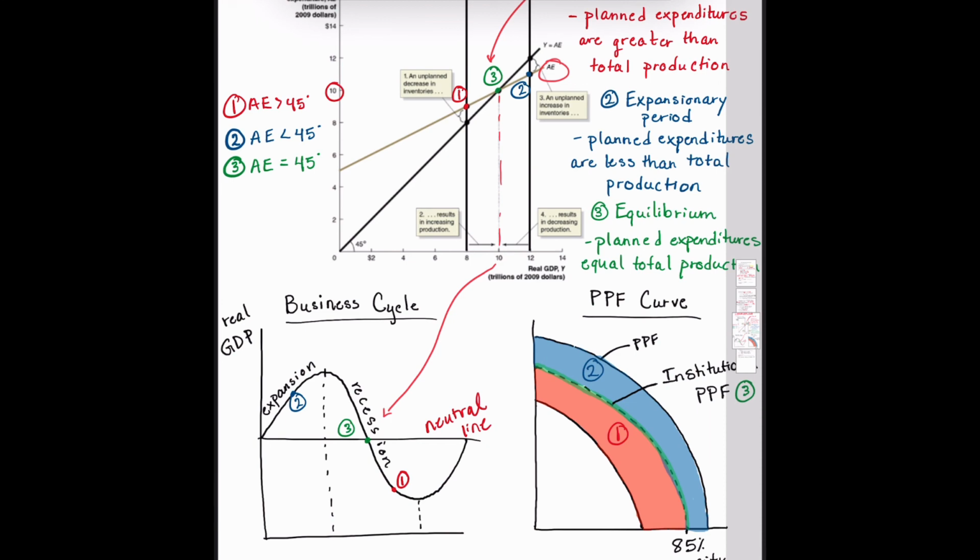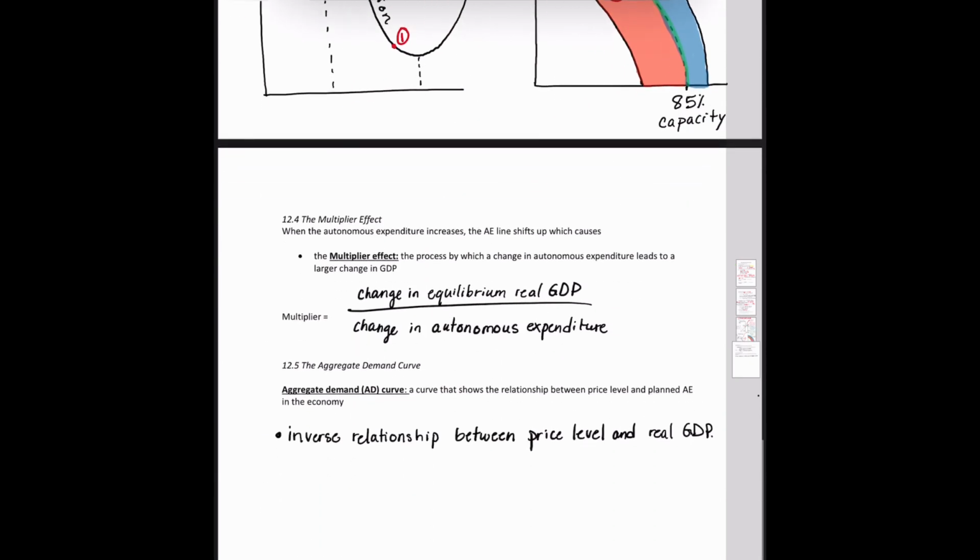So here is the multiplier effect I was talking about, the process by which a change in autonomous expenditure leads to a larger change in GDP. It's debated. This is the formula for it.